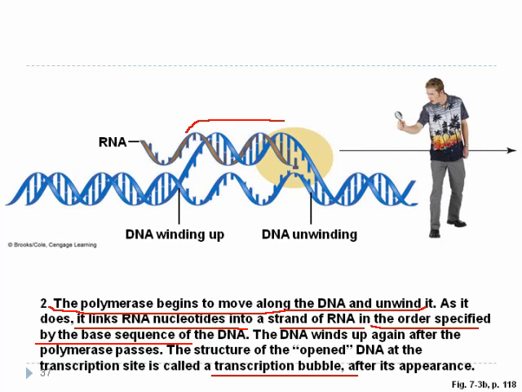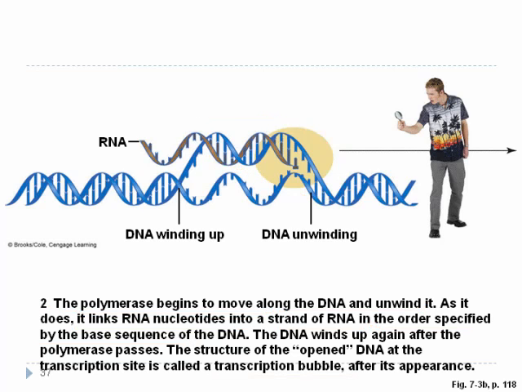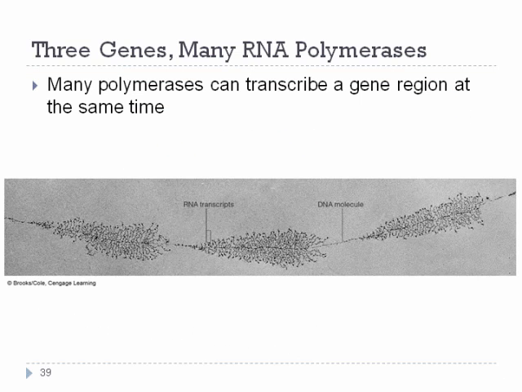This is sometimes called a transcription bubble because it looks like it has this bubble, this space in it. And then the next figure is a scanning electron micrograph that's showing that there's many polymerases. So there's many enzymes that can transcribe a gene region at the same time. This thin strand is the DNA molecule, and then each of these is an RNA transcript that's coming off of it at the location of an RNA polymerase that's polymerizing it.